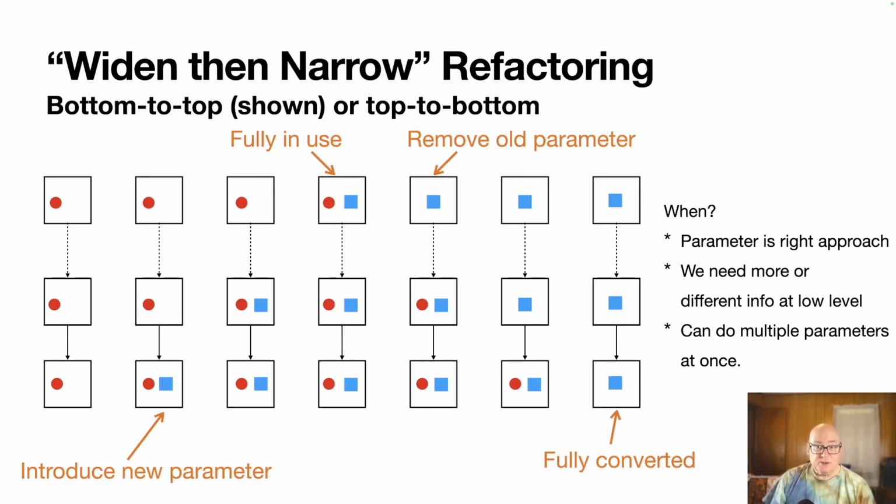Okay. Now it does presume that you do want to get this information from a parameter and that's the right approach. You just have the wrong one. Okay. But in the end, you're fully converted. Where the parallel change, I would have a separate column for the red circles and the blue squares. I would build up the blue squares and then at some point just flip, and I might do it in small pieces or something, but it's done independently. This way, I think of as a fall forward kind of thing rather than separate.